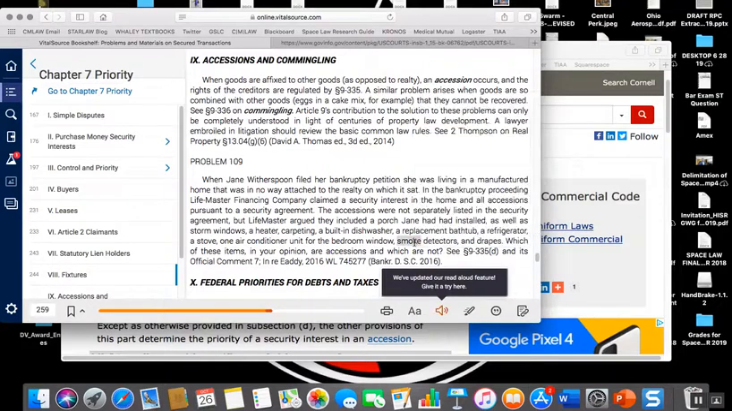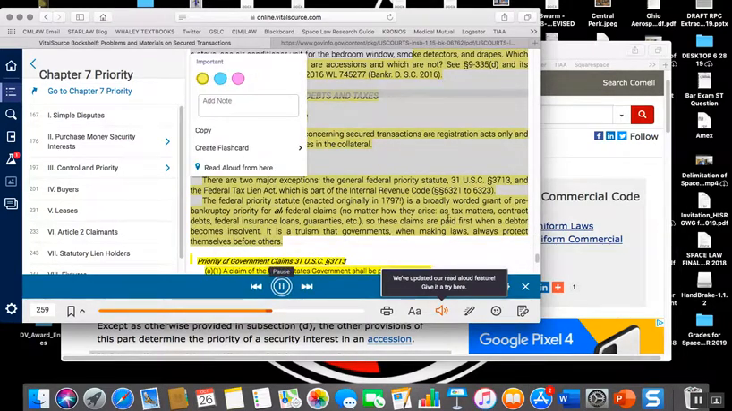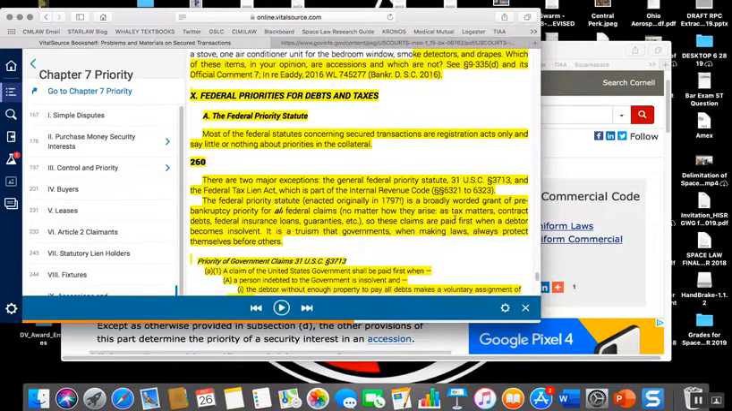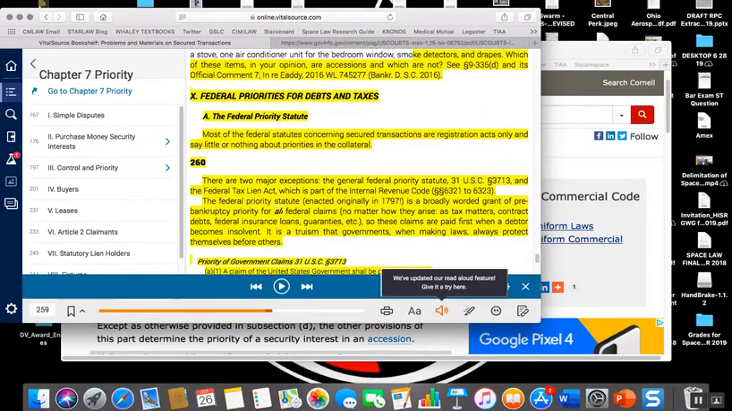And same with smoke detectors. Which of these items, in your opinion, are accessions and which are not? Stop. Okay. I should use that in class.